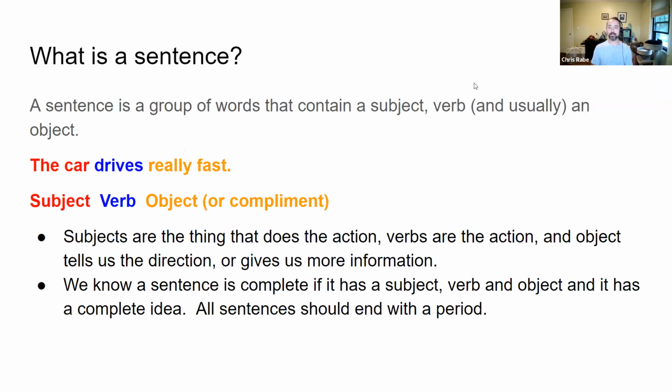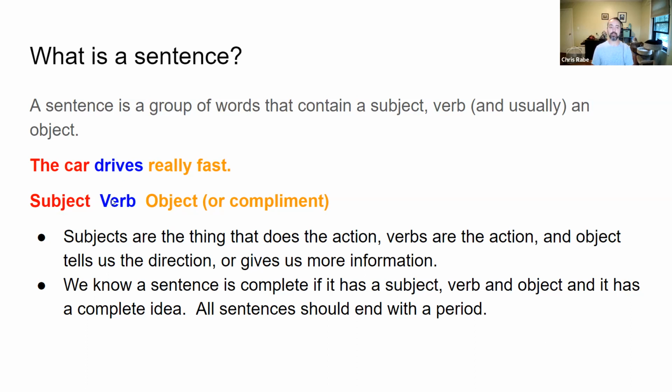Okay. So a sentence is a group of words that contain a subject, verb, and usually an object. They are also a complete idea. So we see here, we have a simple example. The car drives really fast. The car is the thing that's doing the action, right? Like a person, it's usually a noun, or for example, like a pronoun, he, she, it. Here is the car. The car is the subject.